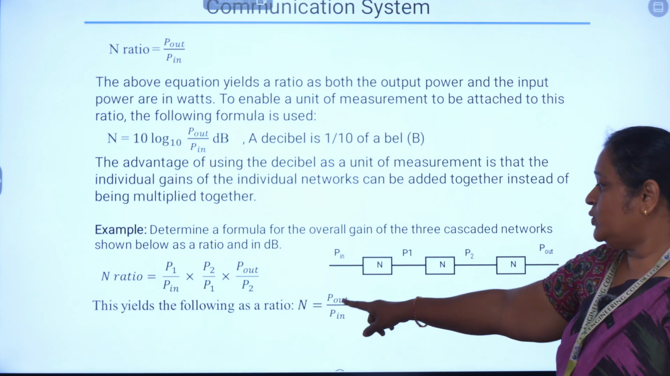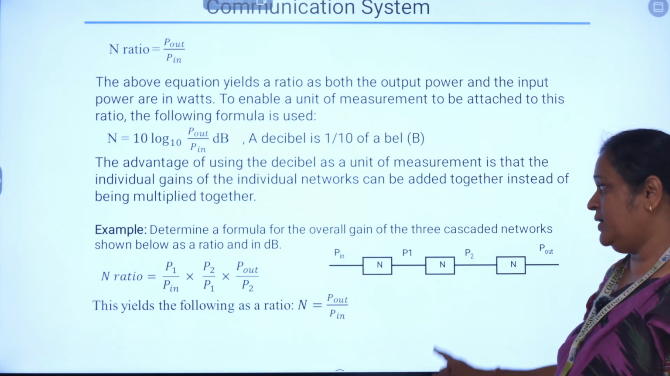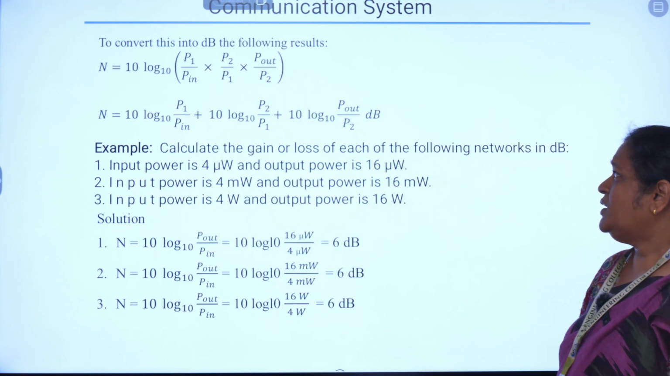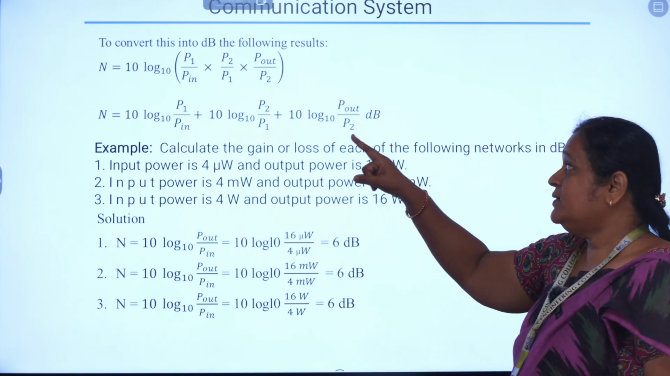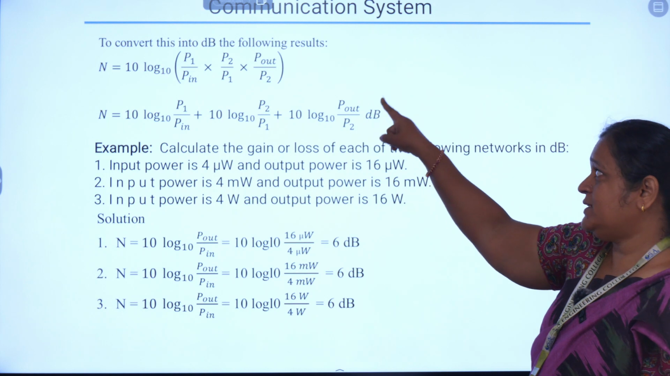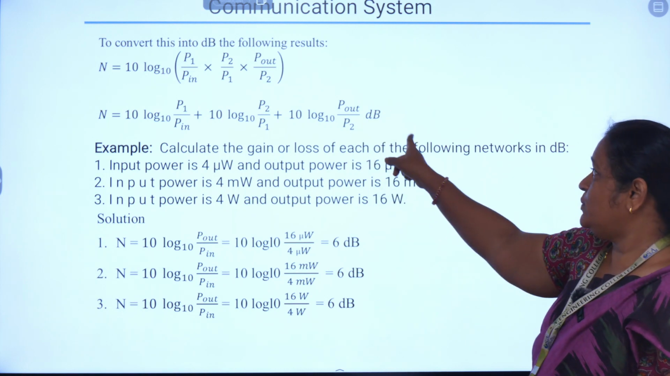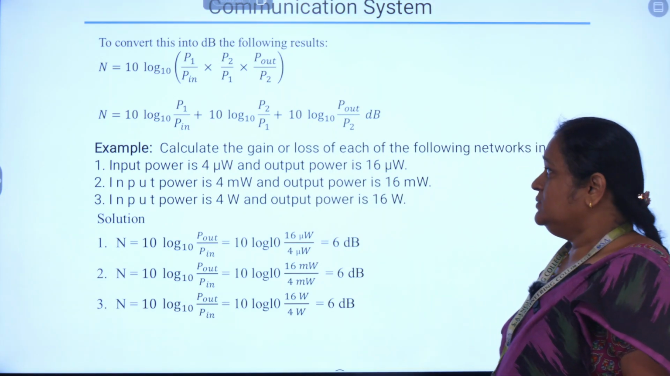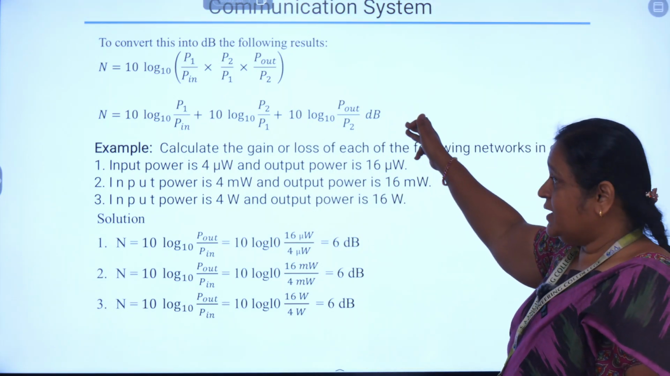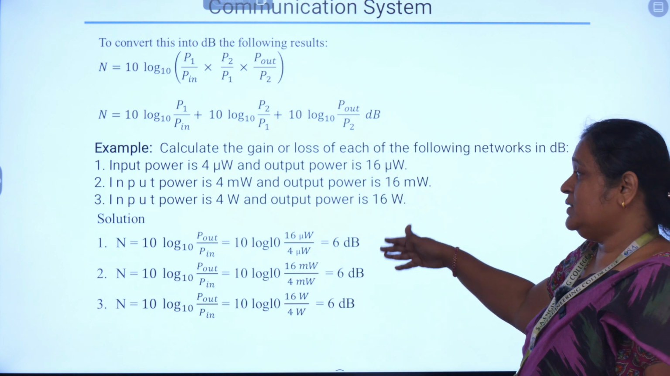So the overall ratio equals P out by P in. To convert this into dB, 10 log base 10, the multiplied factors are to be added. So this equation is converted into this, and by using this formula we can calculate.